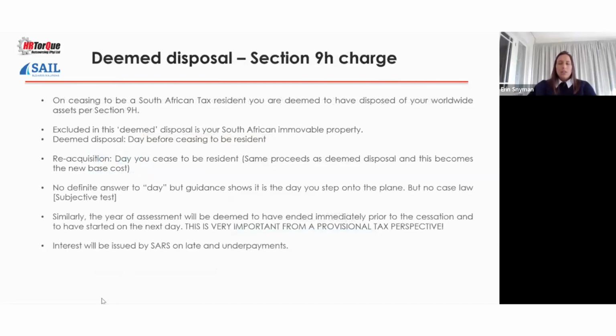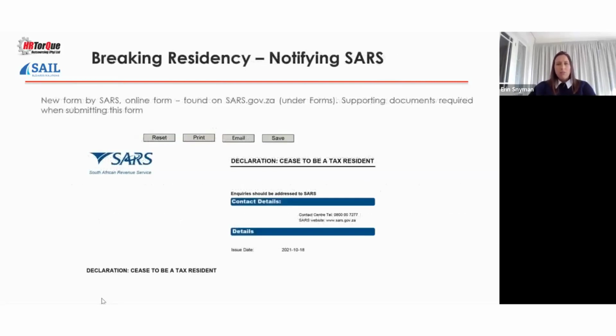Just a note on this form as well. One of the big factors that SARS wants is to have a certificate of tax residency in the other country. So without that certificate or without a form indicating you've got residency from a tax perspective in the other country, SARS is not going to issue you with your formal letter indicating that you have now broken your residency. So just bear that in mind as well.